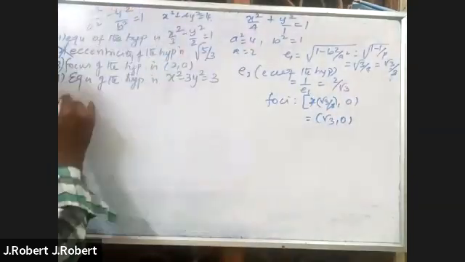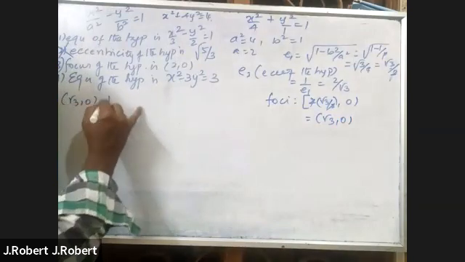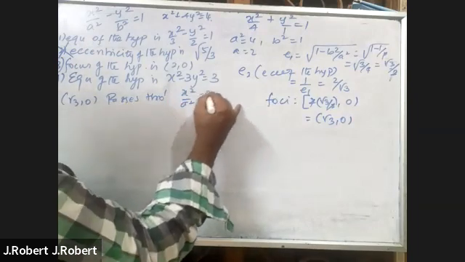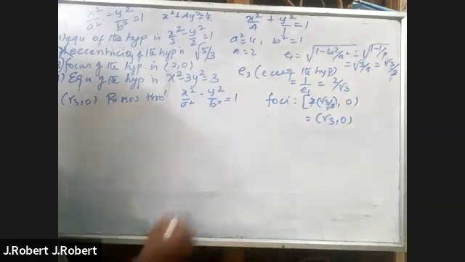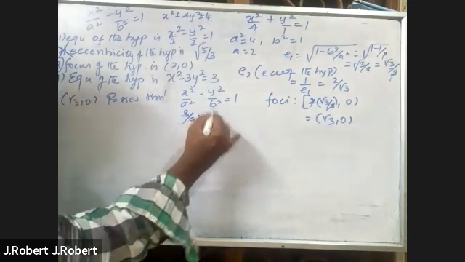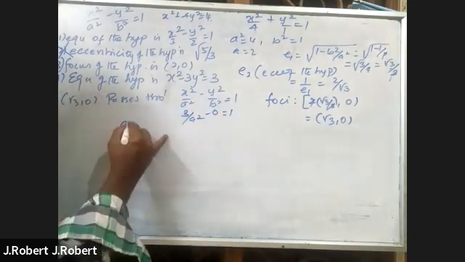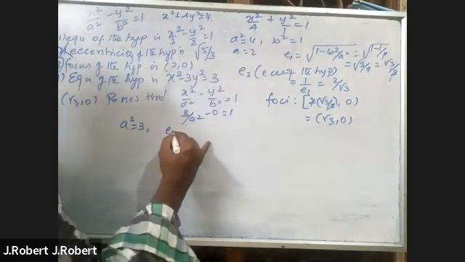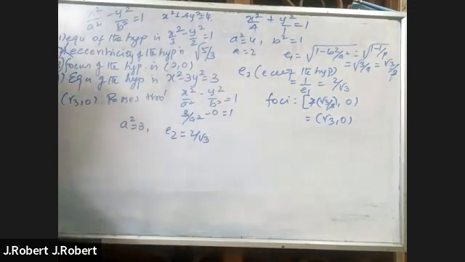This focus passes through the hyperbola. So (root 3, 0) passes through the hyperbola x square by a square minus y square by b square equals 1. I have taken the standard form of the hyperbola, x square by a square. Substituting x as root 3, we get 3 by a square minus 0 equals 1. From this we get a square equals 3. Here the eccentricity of the hyperbola is 2 by root 3.